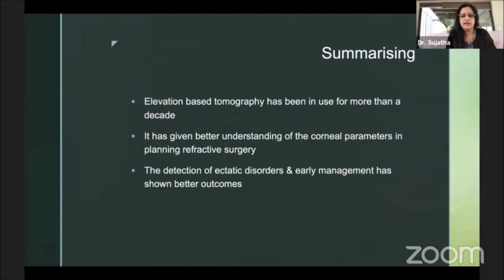So summarizing, elevation-based tomography has been in use for more than a decade and has given us a better understanding of the corneal parameters, particularly in planning refractive surgery. So early detection of the ectatic disorders and early management has shown us better outcomes.